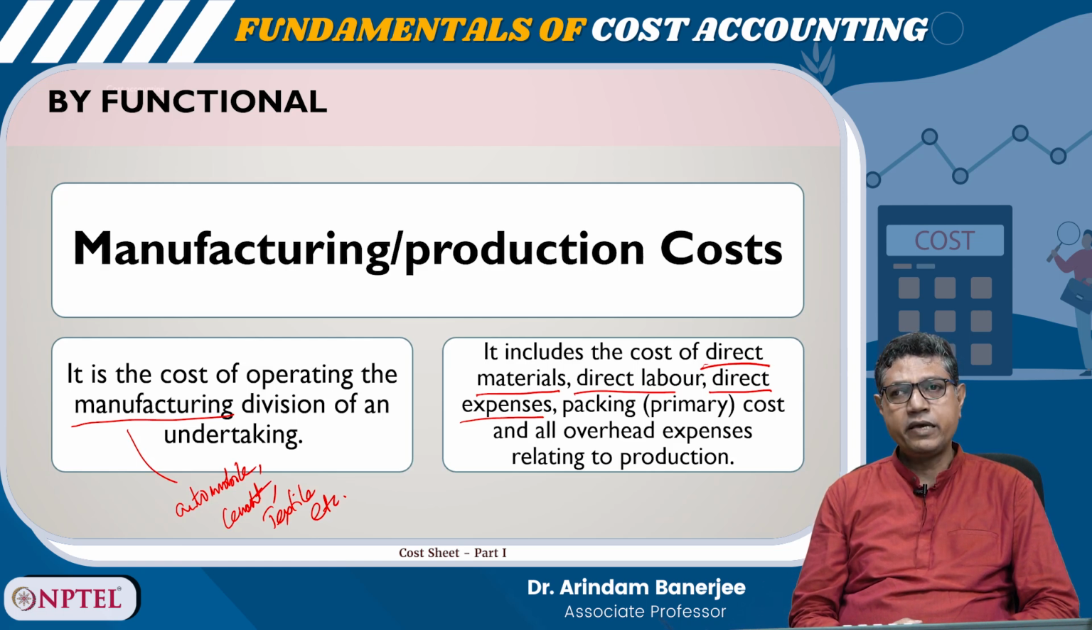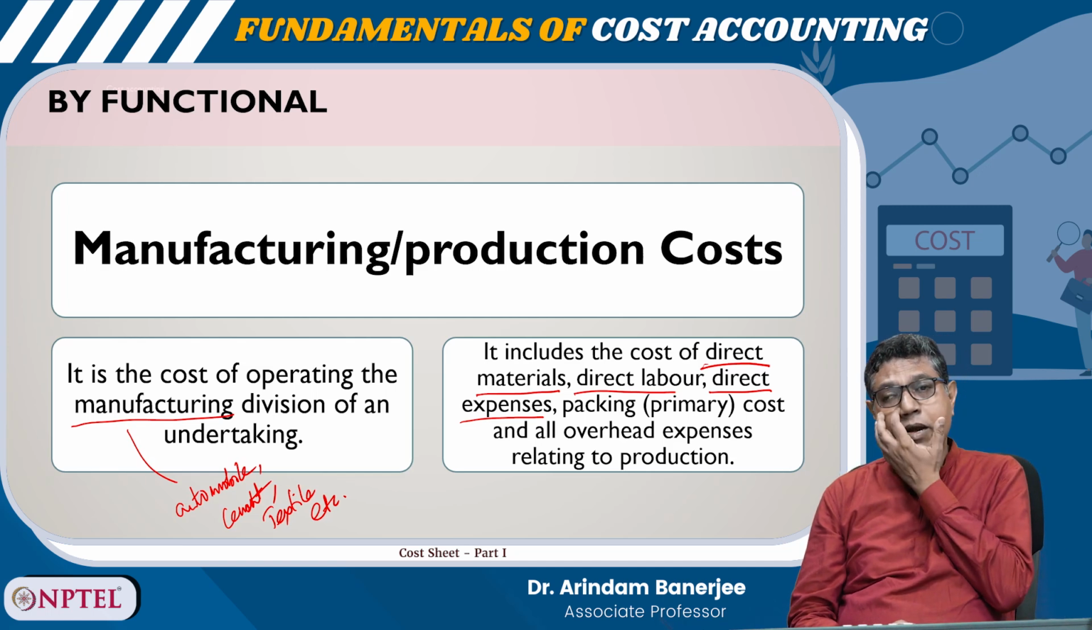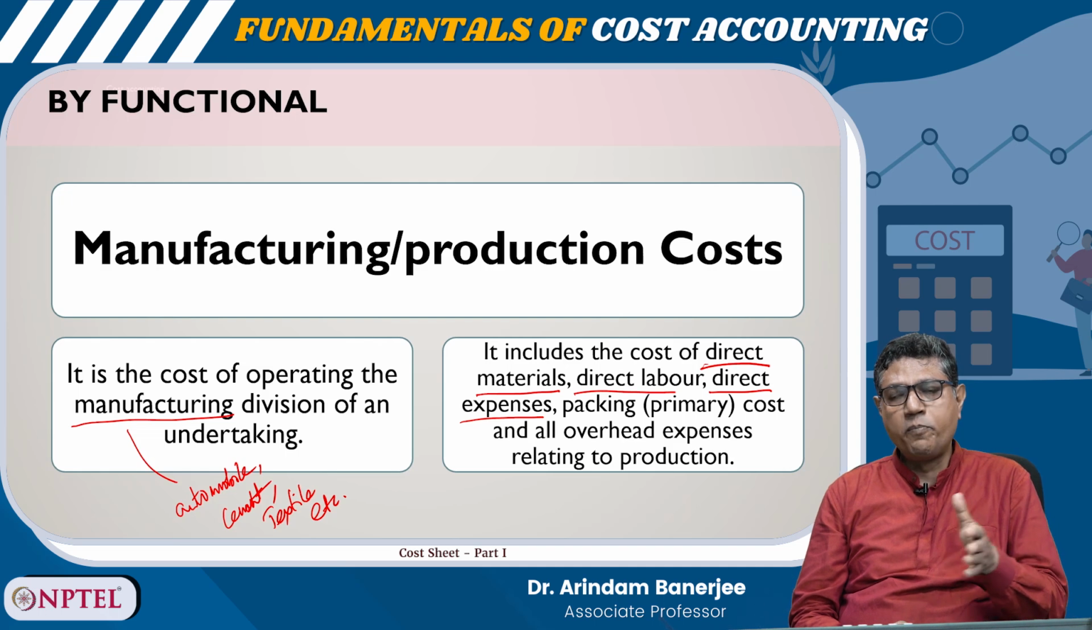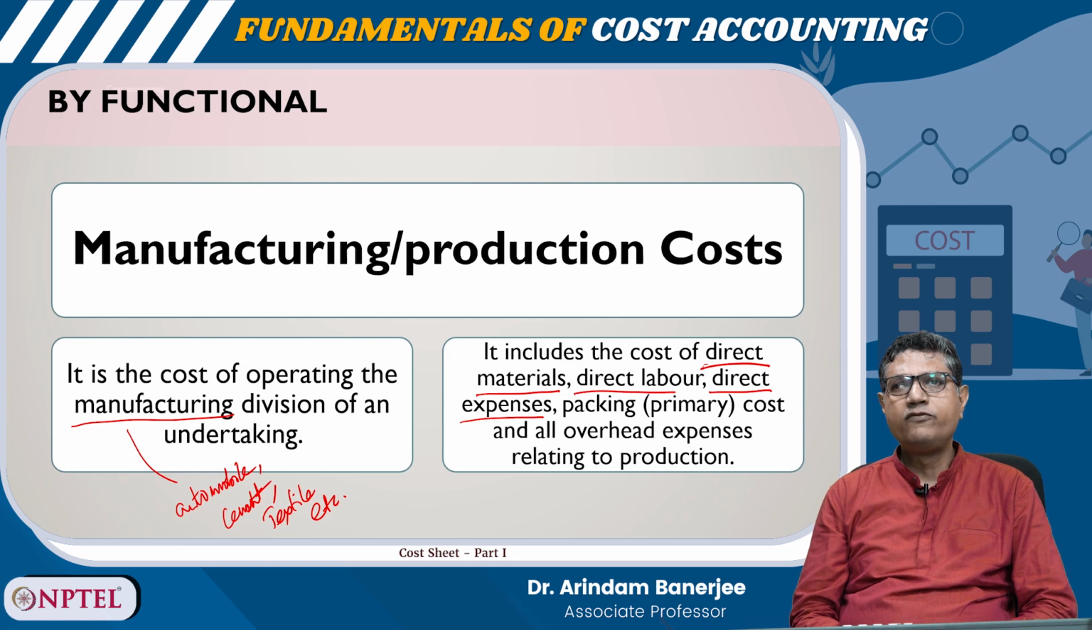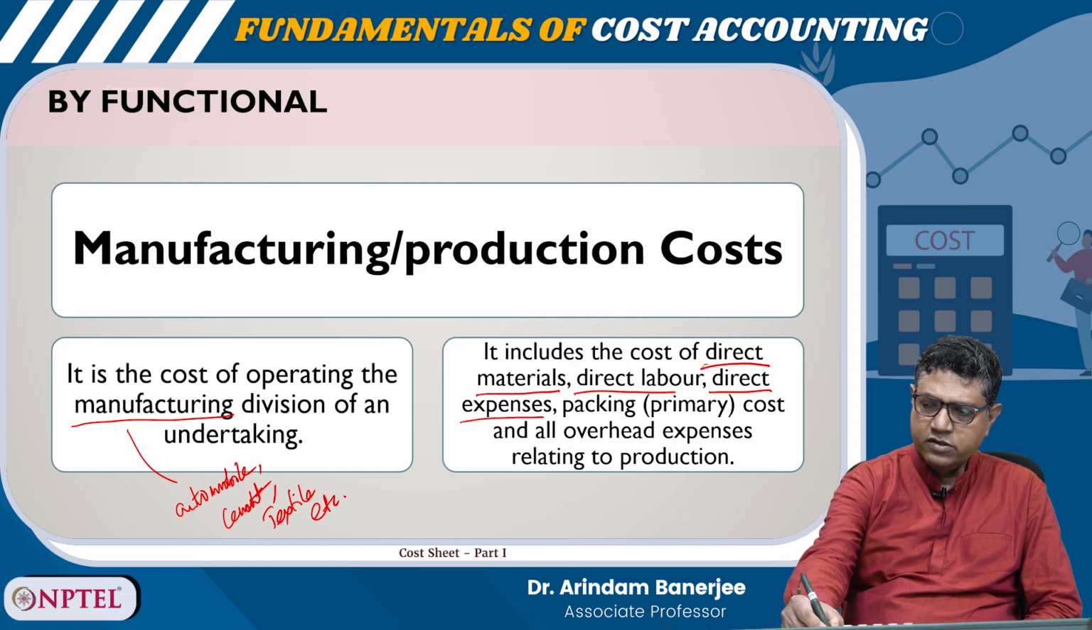Then packing costs. These are all examples of the manufacturing or production costs. Even all the indirect costs, like for example, the office clerk working in a manufacturing division, who maintains the records in the paint shop, the painting division in an automobile factory. These are examples of overhead expenses and part of manufacturing and production costs.